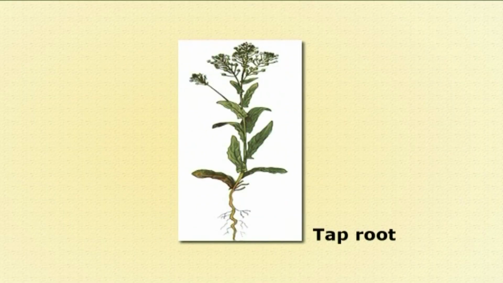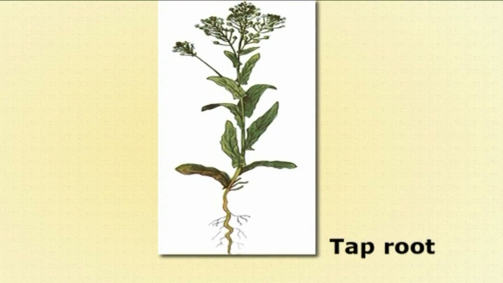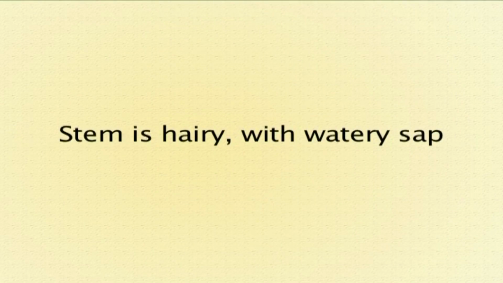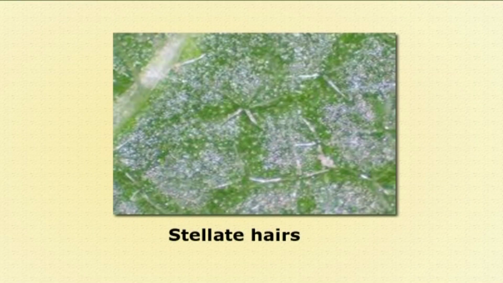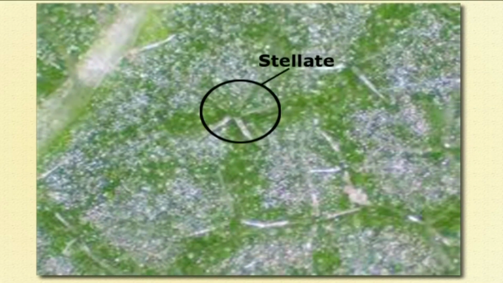The root here, because this family belongs to the dicots, the root system is called taproot system. The stem is hairy, but it's associated with a watery sap. The hairs are diverse in their shape. They can be simple to branched. When they are branched, they can assume shapes like stellate. Stellate means star-shaped, or peltate.